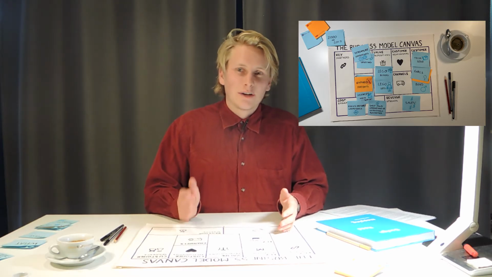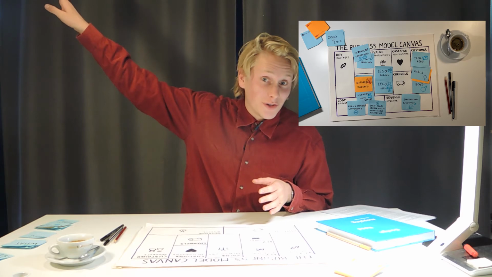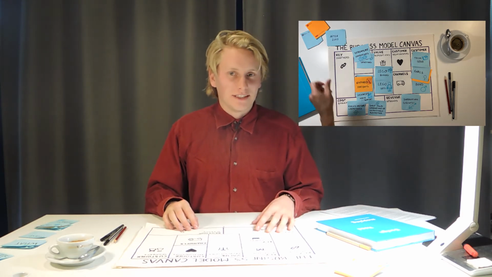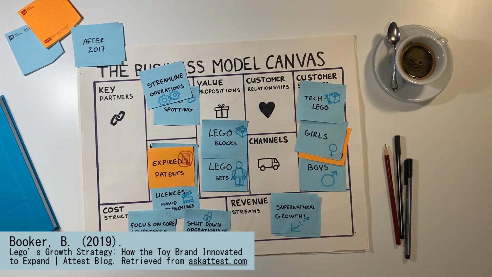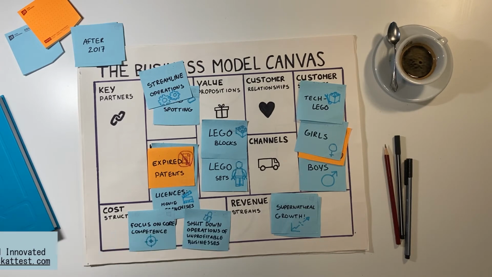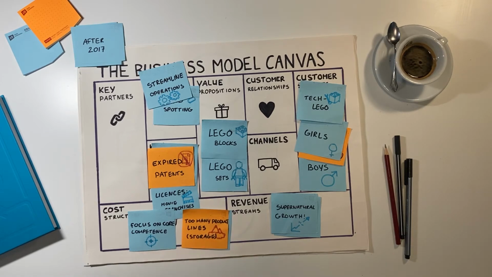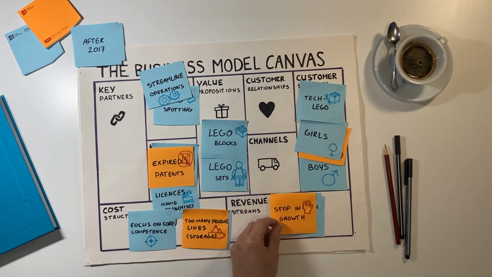Doing this, Lego achieved supernatural growth up until 2017. In 2017, all of a sudden, Lego's market value started to drop rapidly again. During the fast growth these past 13 years, they created too many product lines, ran out of storage, and people bought less. This resulted in a stop of growth.